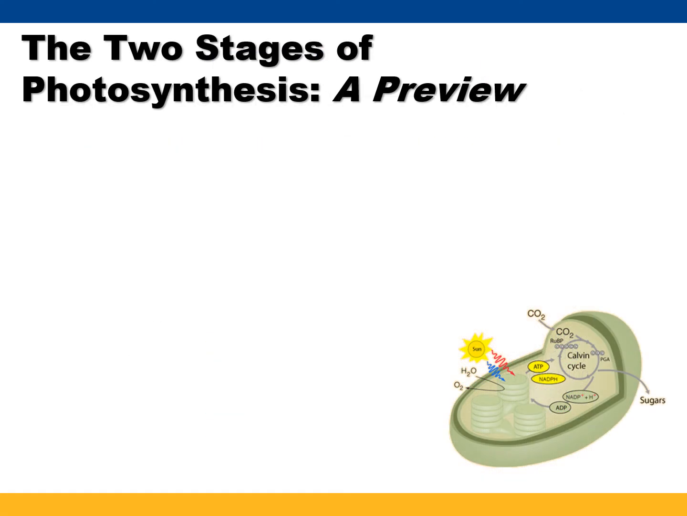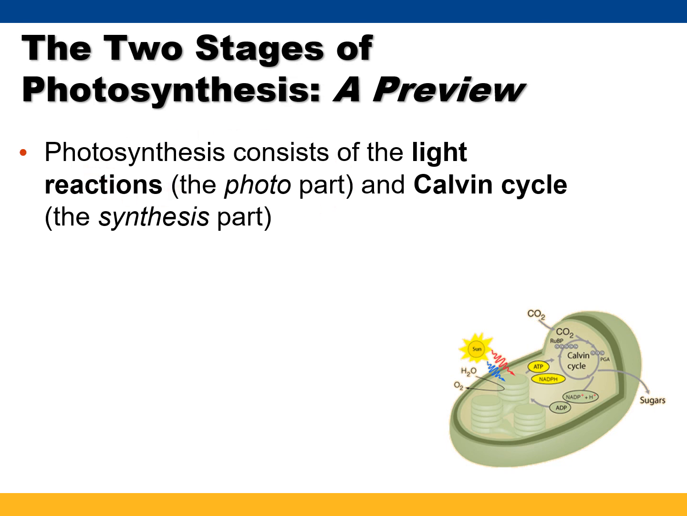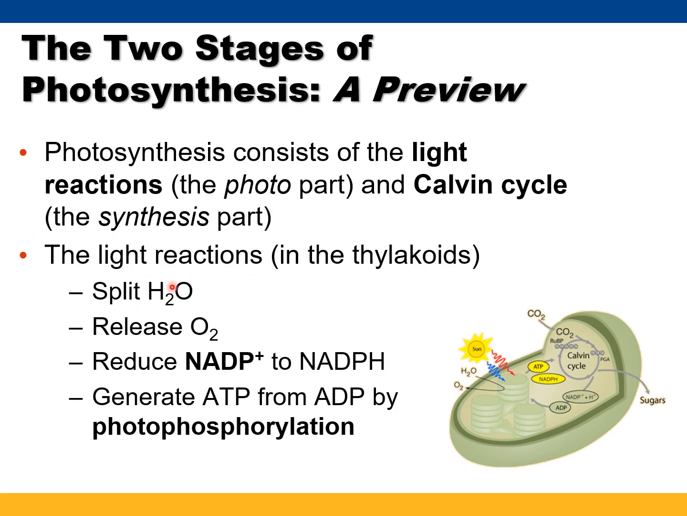So the two stages of photosynthesis, we have the light reactions and the dark reactions. So the light is the photo part, and the Calvin cycle is the synthesis part. In the light reactions, we're splitting and stripping electrons off water, and that's why we have oxygen. We are taking those electrons, converting them over to NADP, which makes NADPH, and we're also going to harvest some of that energy to make ATP, what we call photophosphorylation, but it's very, very similar to the electron transport chain and chemiosmosis that we observe in mitochondria.